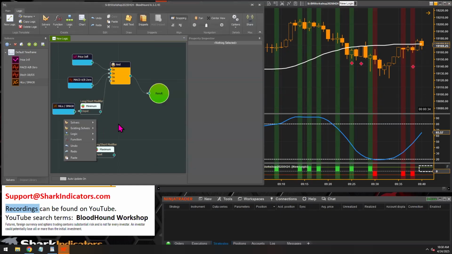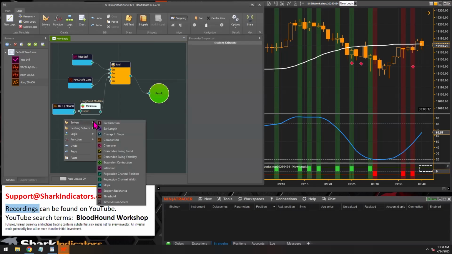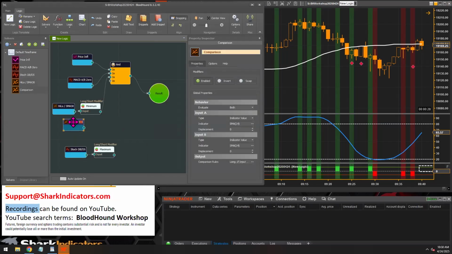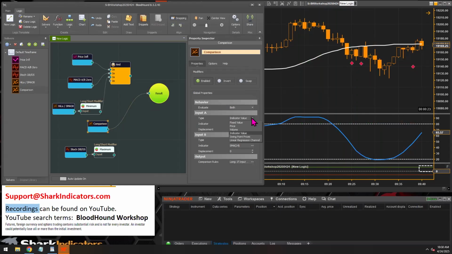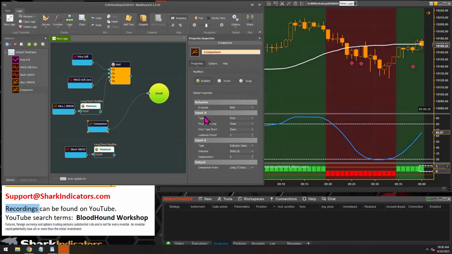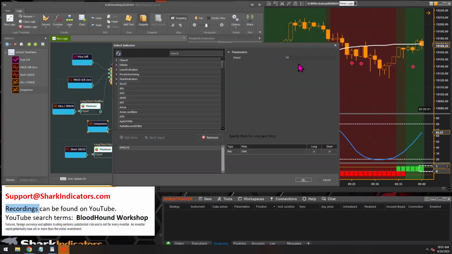So let's see here. So yeah, let's take another comparison solver like so. And again, input A is going to be price. And let's see. Yeah, I'll put high and low in here again, just like we did with the other solver. And once again, our input B is our SMA 30. Like so.